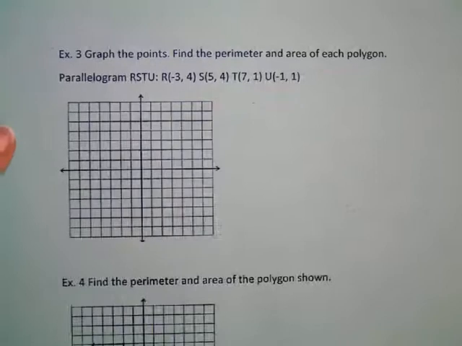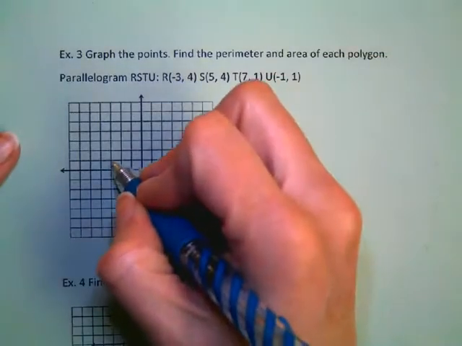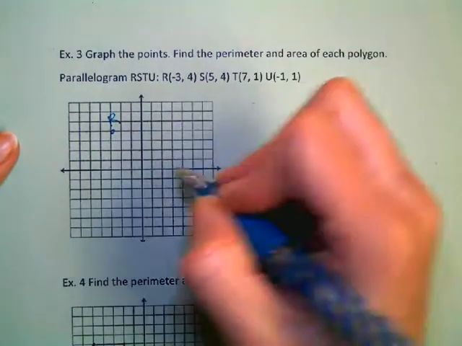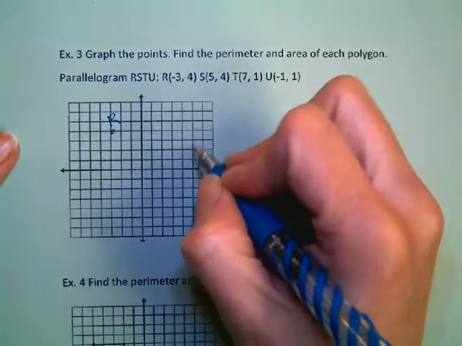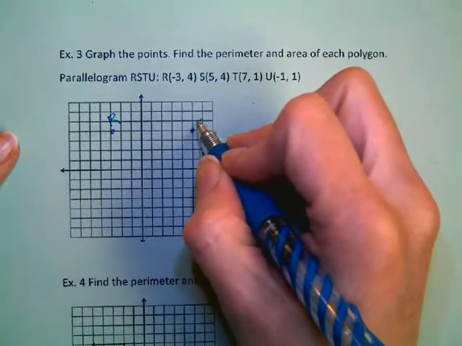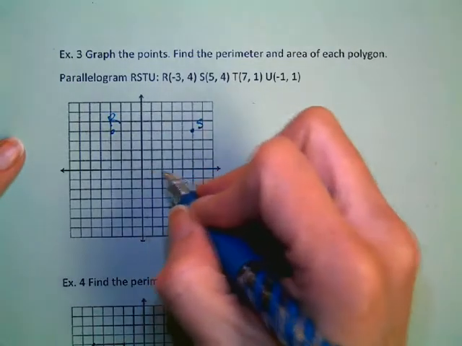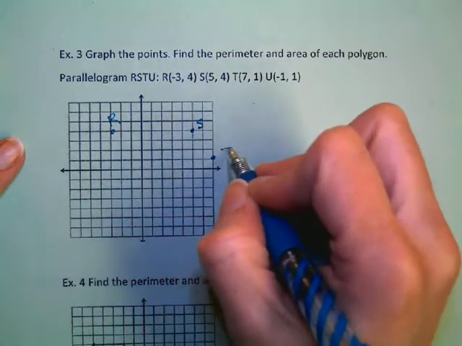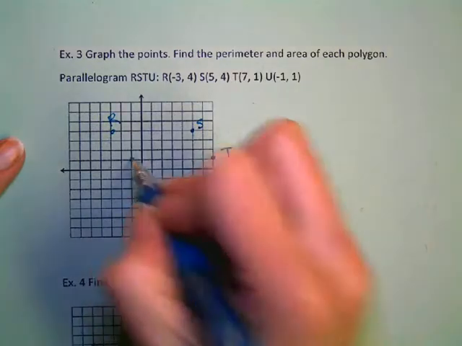On the back, we have a parallelogram. So let's graph this. R is at negative 3, 4. S is at 5, 4. T is at 7, 1. And U is at negative 1, 1.